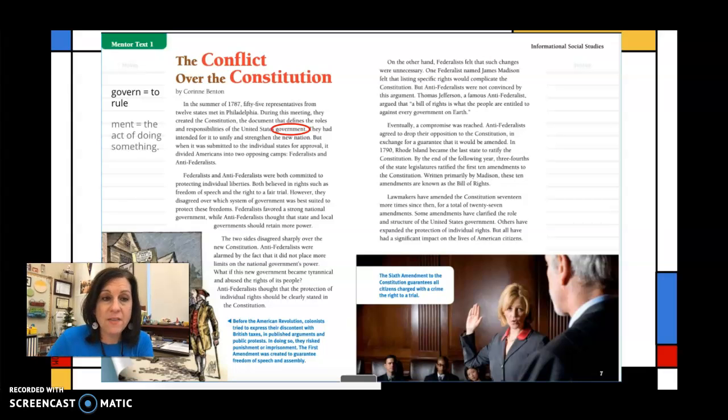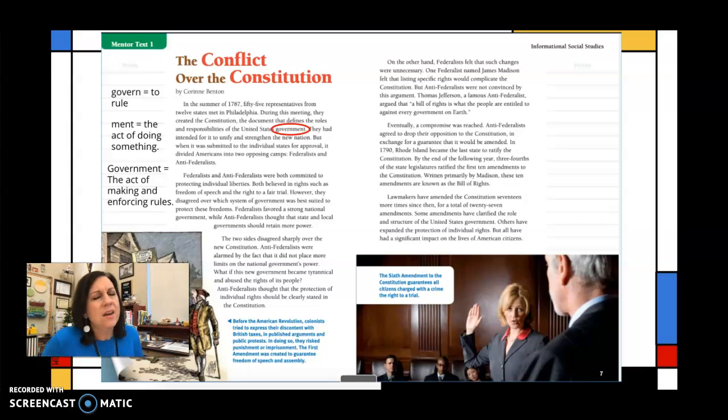Okay. And then you have meant. It's the act of doing something. So when you put those together, you get government. And government is the act of making and enforcing rules. Now, we all know that there's a lot more to the government than just that, but that's what government means.